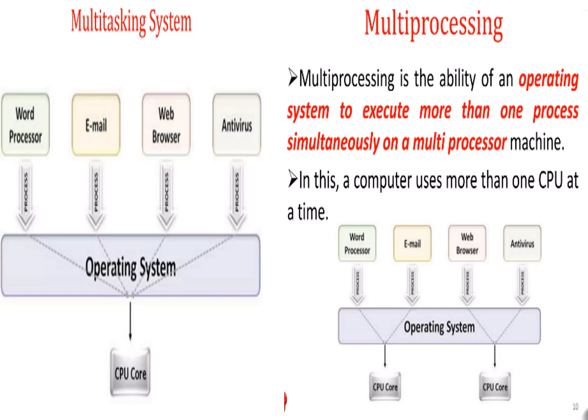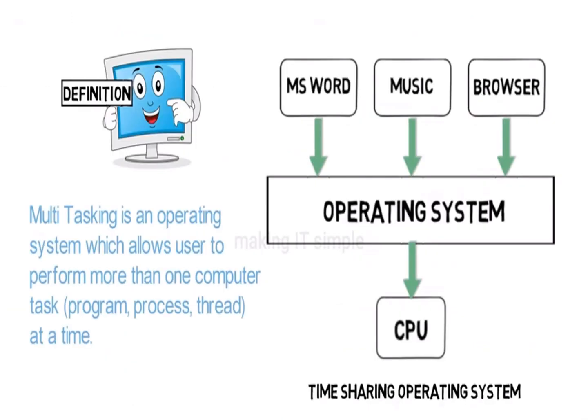Multiprocessing is the ability of an operating system to execute more than one process simultaneously on a multiprocessor machine. Here we are using two CPU cores for processing work, so the computer uses more than one CPU at a time. The definition of multitasking is an operating system which allows the user to perform more than one computer task. You can see we are using MS Word, listening to music, and browsing on a single processor.